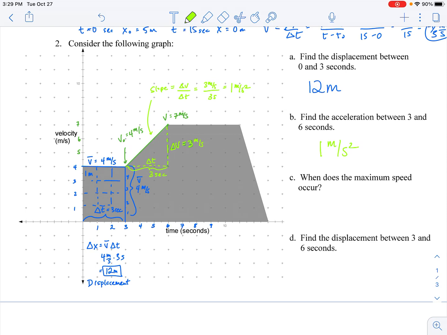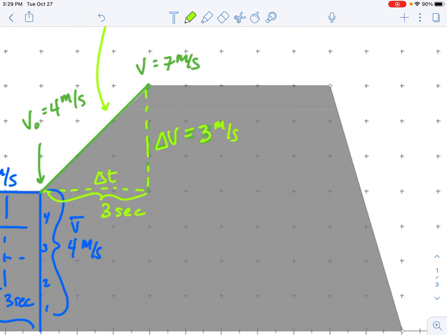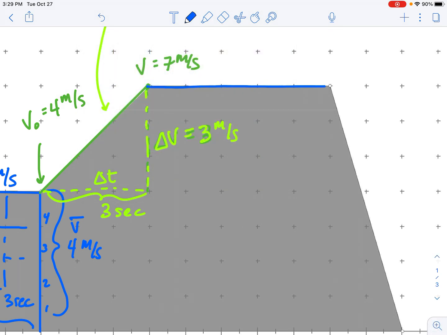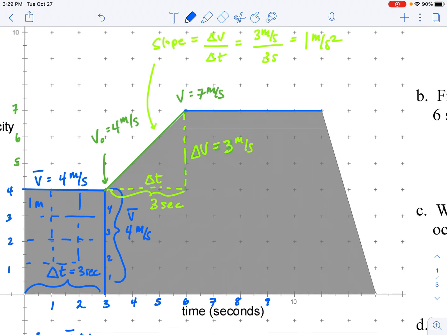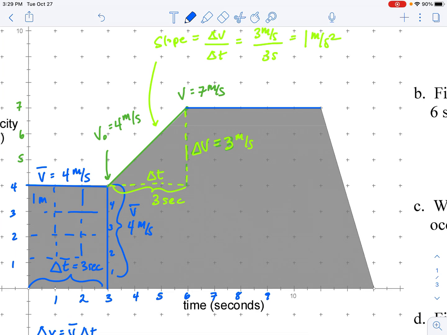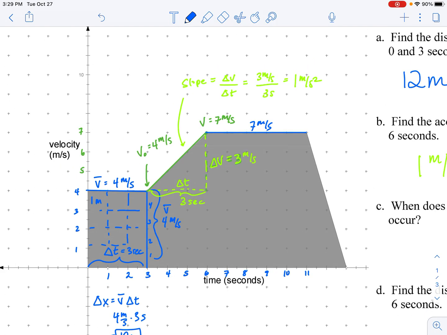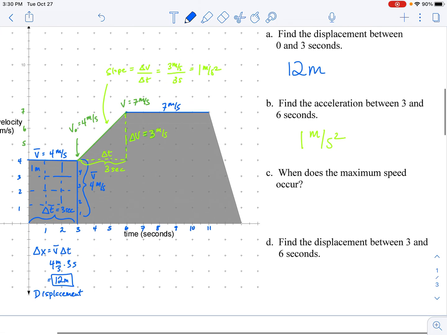When does the maximum speed occur? Well, during the next interval, this entire time here between 6 and 11 seconds, we have a speed of 7 meters per second, and it never gets any higher than that. So between 6 and 11 seconds.